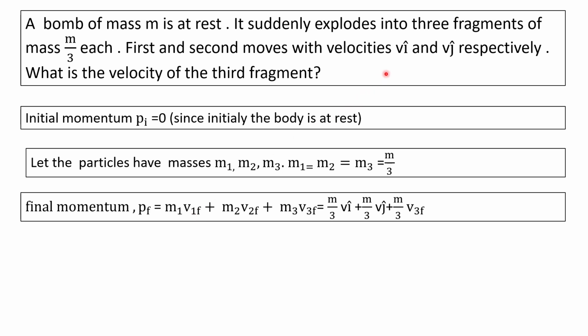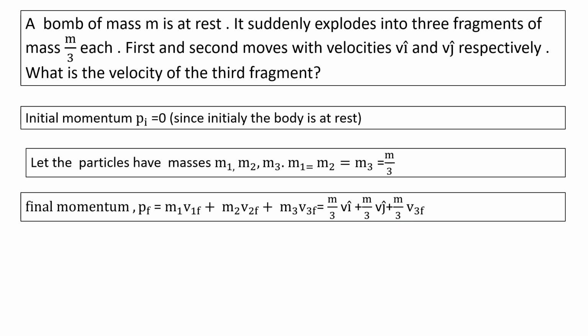v1f is equal to v i cap. m2 is also m by 3, its velocity is v j cap. The third particle also has the same mass m by 3. Its velocity is v3f.